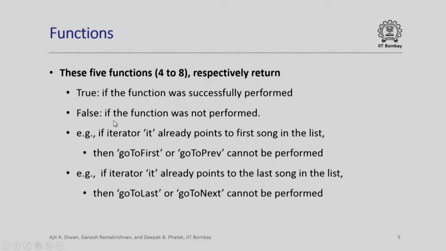Let us very quickly look at some sample conditions under which the function may return false. For example, if the iterator IT already points to the first song in the list and we say go to first or go to previous, it cannot be performed because we are already on the first, and there is nothing previous. Similarly, if iterator IT points to the last song in the list, then go to last is meaningless. Similarly, go to next is meaningless because there is no next song. So, when we implement these functions, the appropriate precautions have to be taken such that the execution of the function, whether it is successfully done or not successfully done, is reported back.